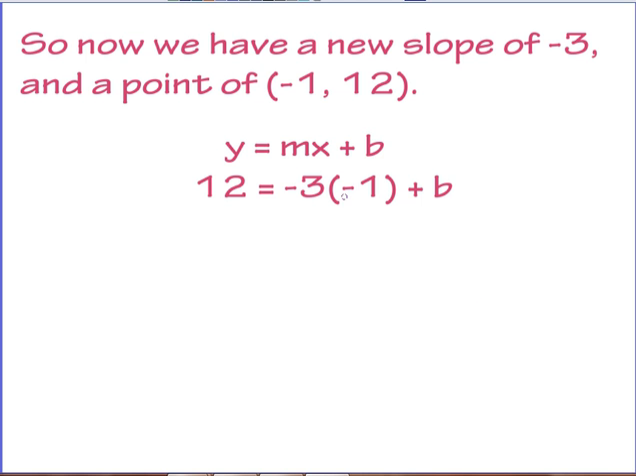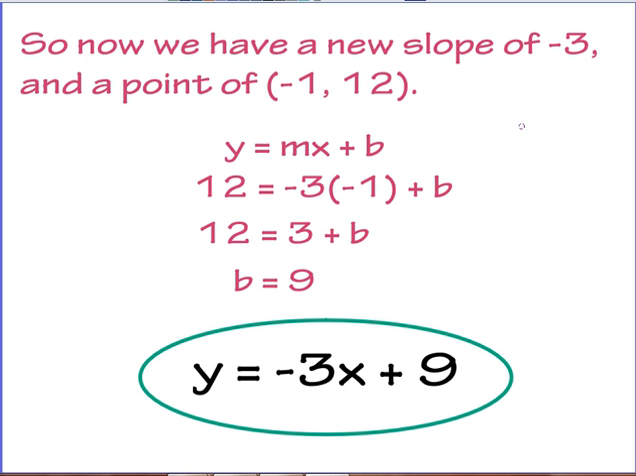When I multiply the negative 3 times the negative 1, I get a positive 3. And when I subtract 3 from both sides, I find that b is 9. So now I can use only my slope and the intercept to write the general equation of the line.